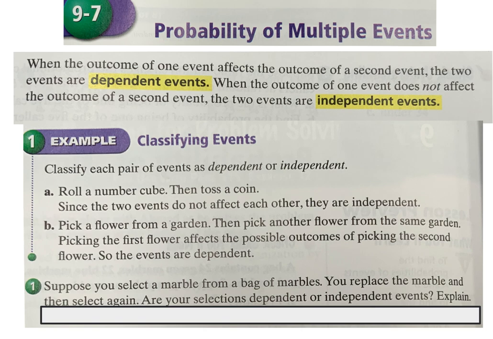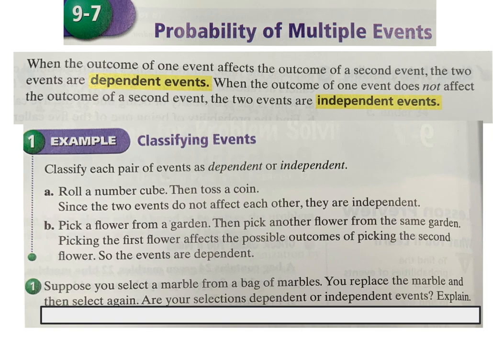My first event has affected my second event. That is dependent. If I pick one person to do something for me, they come back, and then I pick a person from the same group of people, those are independent. I have put that person back in the options. It's an independent event, okay?